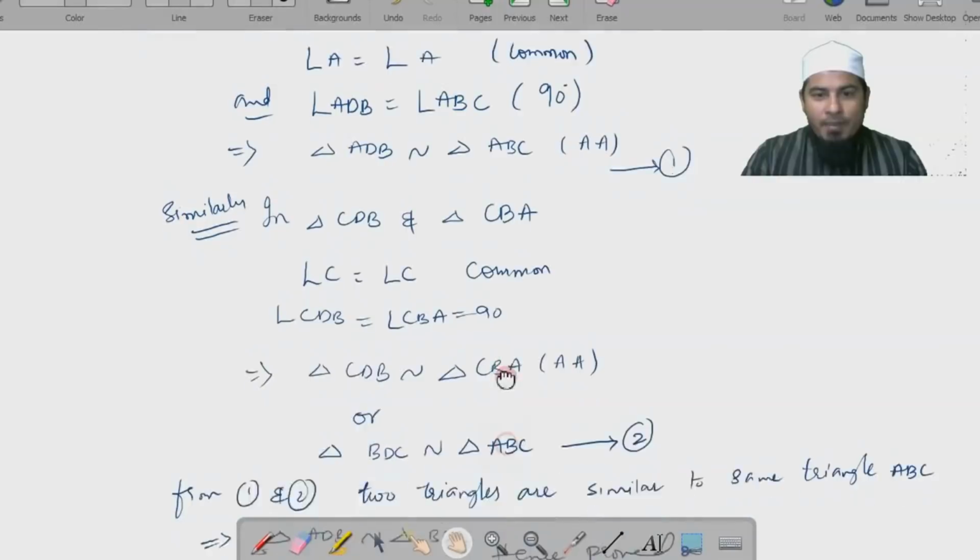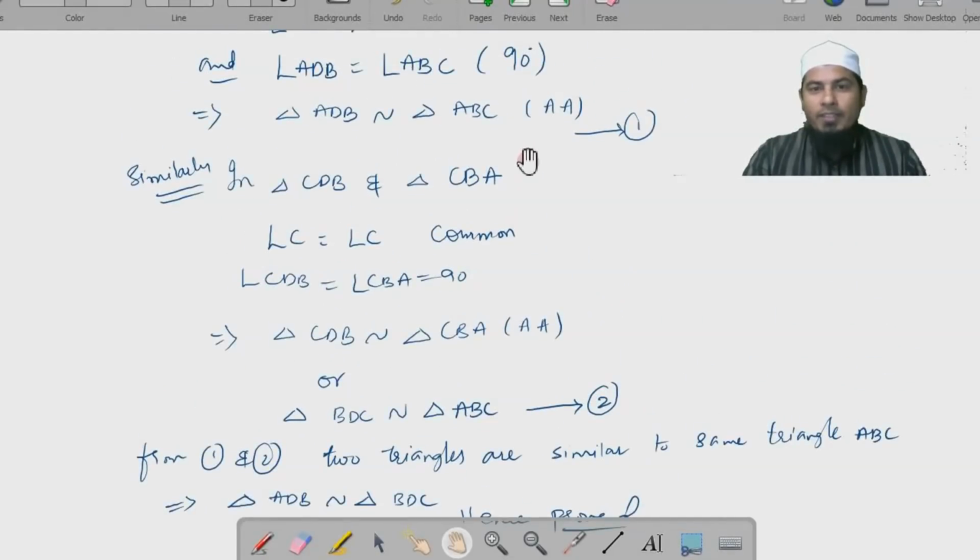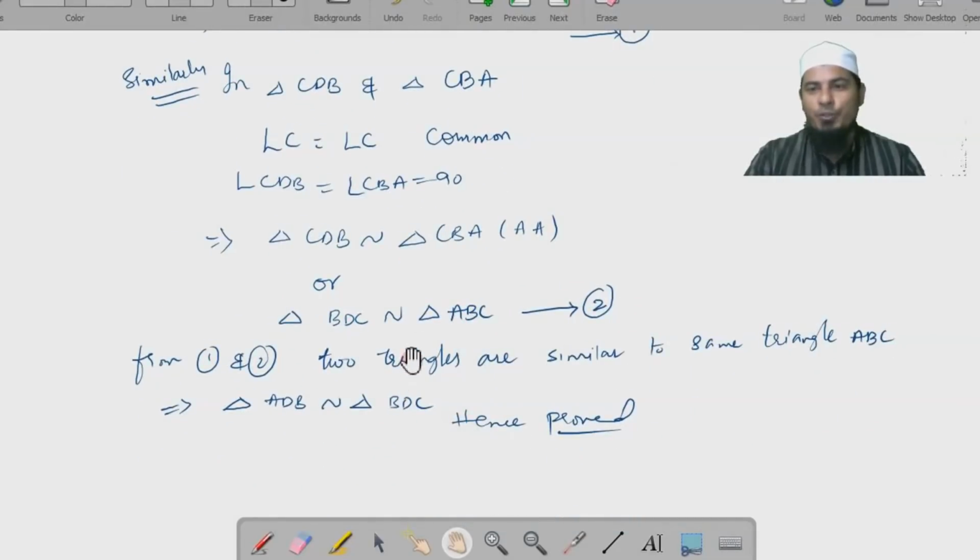I am writing this in reorder. Triangle CBA can be written as ABC by reversing the vertices. So I also change CDB as BDC. So nothing will happen. When you are seeing equations 1 and 2, these two triangles are similar to the same triangle ABC. It means that they must be similar to each other. Triangle ADB is similar to triangle BDC. We proved this statement. Thank you very much.